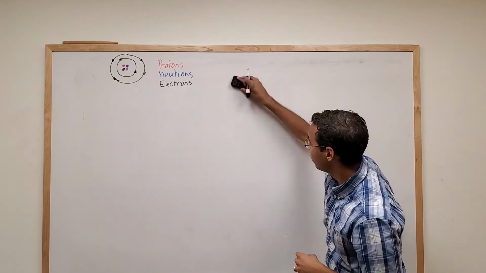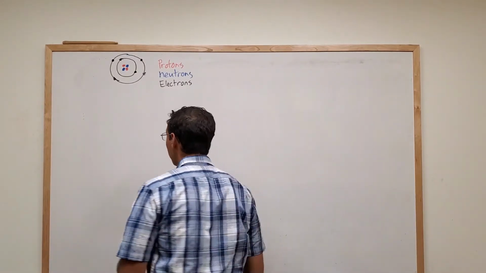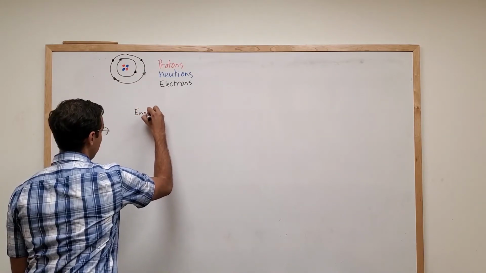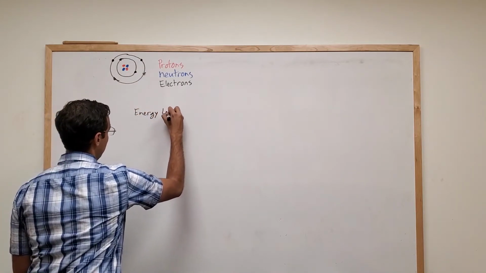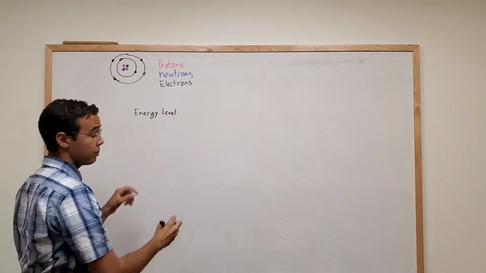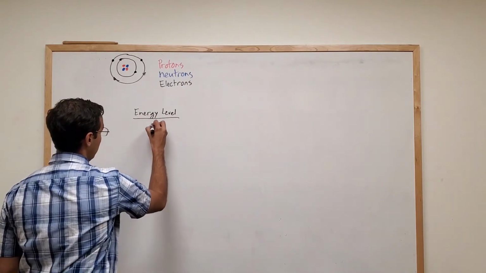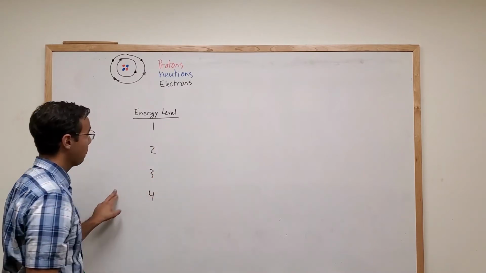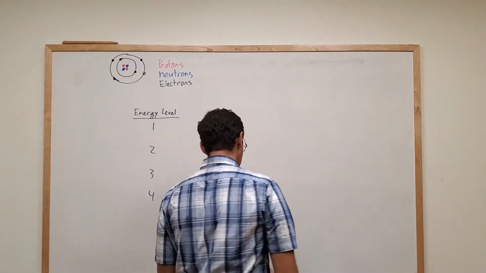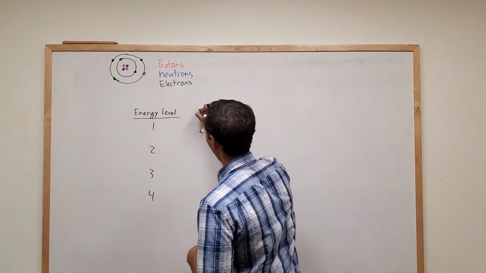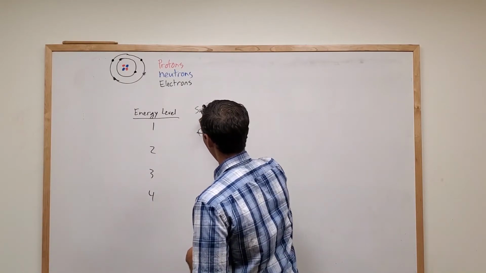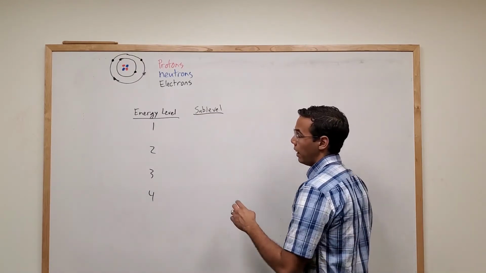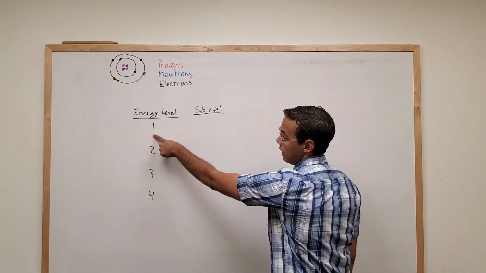And so how we do that is we're going to have an energy level. This is always a number. And we're just going to go 1, 2, 3, and 4. Okay? Within each energy level, we're going to have a sub-energy level. Or we'll just call it a sub-level. So we can have as many sub-levels as the number of the energy levels.